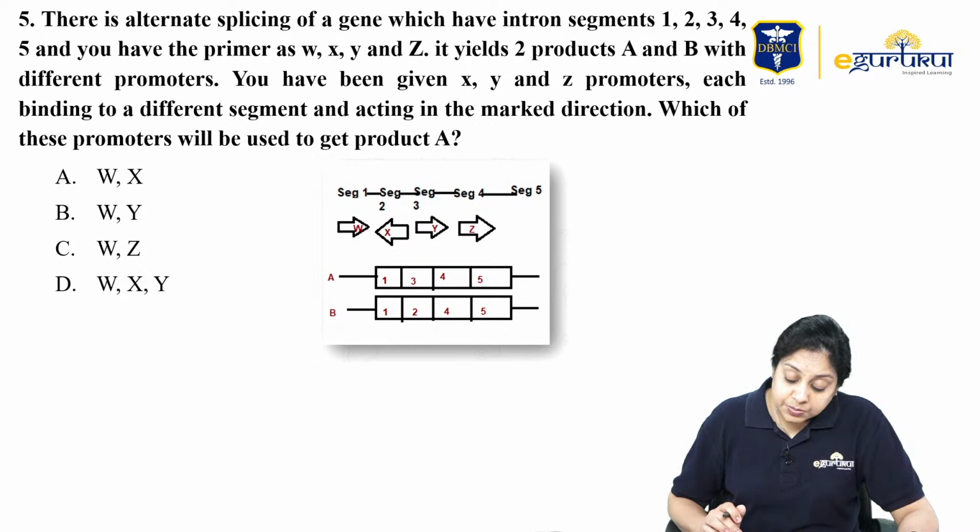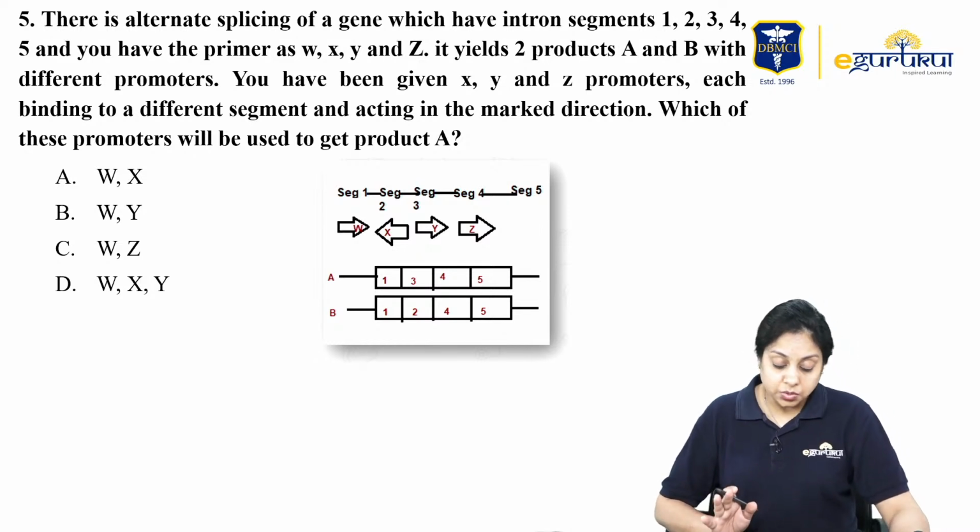There is alternate splicing of the gene which has intron segments 1, 2, 3, 4, 5.